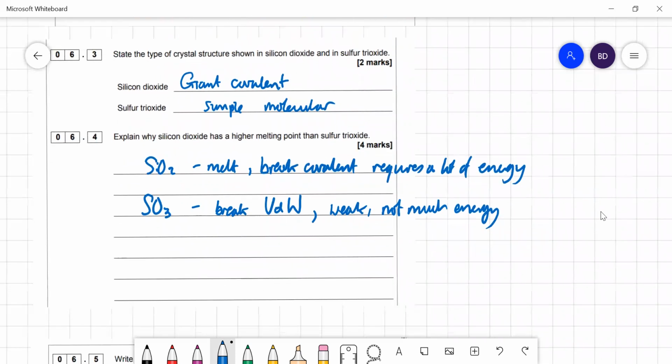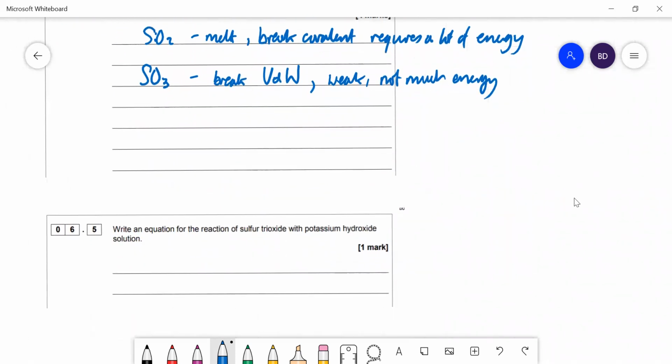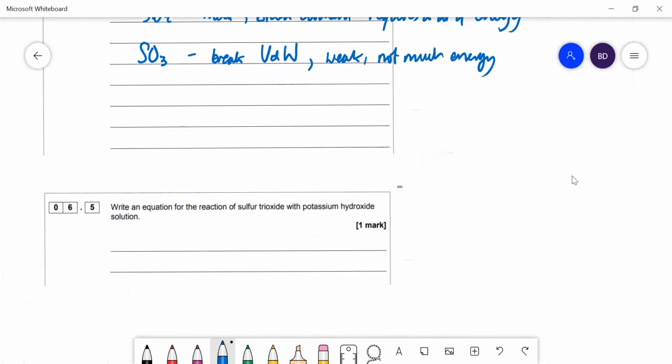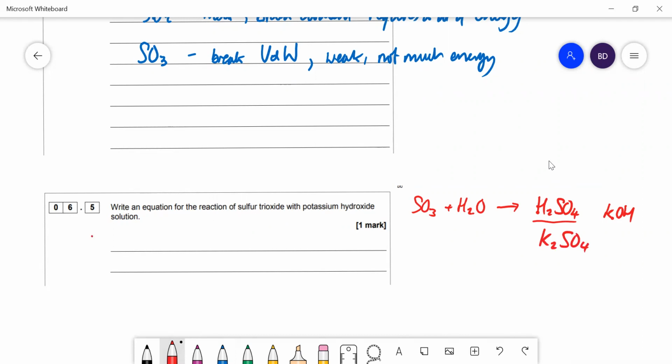Okay, right. 6.5, the reaction of sulfur trioxide with potassium hydroxide solution. Right, now, the easiest way to think of this, if you get sulfur trioxide and you react it with water, you get H2SO4. So the salt between sulfuric acid and potassium hydroxide, well, it's going to have a formula K2SO4, isn't it? Because sulfate has got a 2- charge on it.